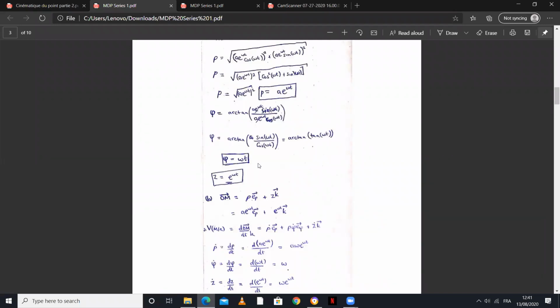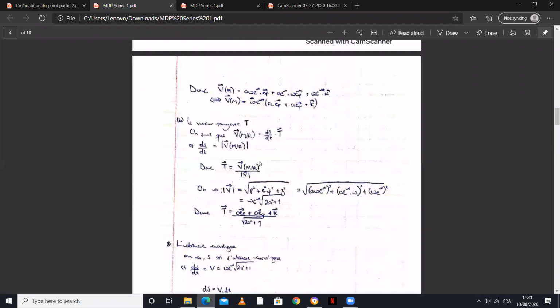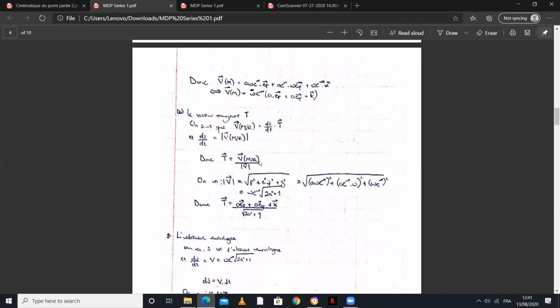This expression I boxed here: phi is equal to omega t. So we use that now to do this changement de variable. Since our expression has been given in terms of t, and they're asking us in the question to work in terms of phi, we'll change the variable from t to phi. So we need to find an expression in the question or in our solutions that's linking phi and t, and then we'll change the subject there and replace every t by phi.